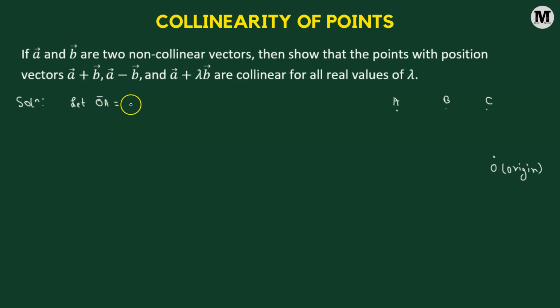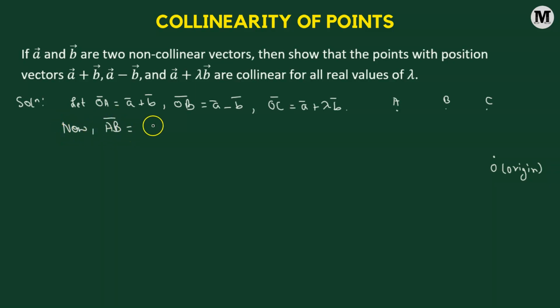Now let vector OA be represented by vector a plus vector b. Vector OB, which is the position vector of point B, let's say it's represented by vector a minus vector b, and the position vector of point C, that's vector OC, let's say it's defined by vector a plus lambda vector b. Fine. Now what we'll do, we'll try to find out the vector AB.